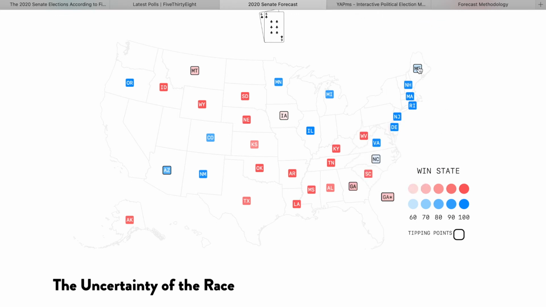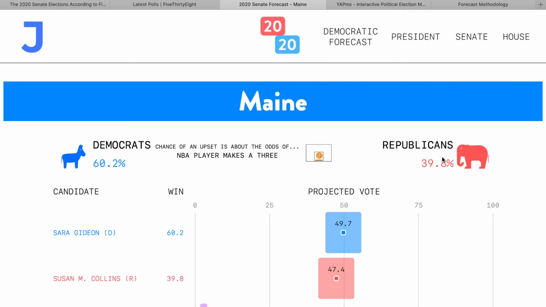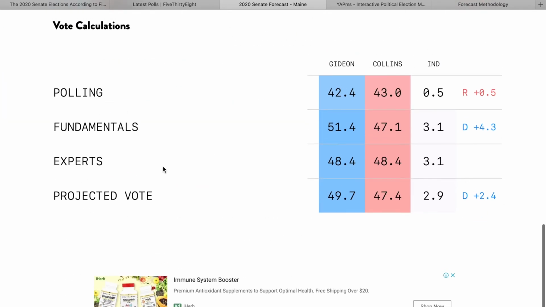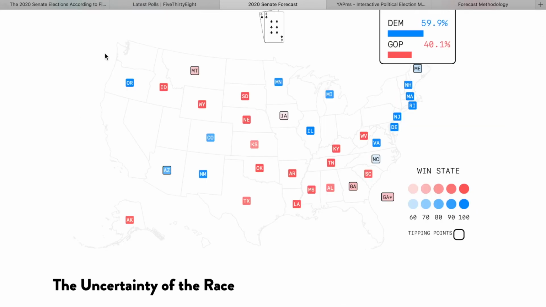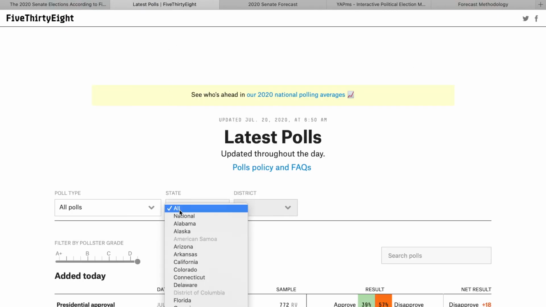Now let's look at Maine. Maine is quite surprising in my opinion. Although JHK's full forecast shows it as a 2.4 Gideon win, just pure polling has Collins up by half a point. I presume this is due to earlier polling, maybe when she was a lot more popular back then. And probably there's a Republican internal poll that had her up 8 that probably pulled up the results, as we can see here.